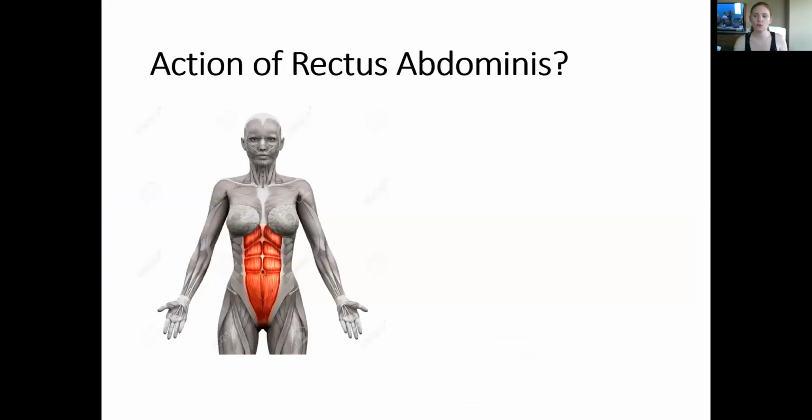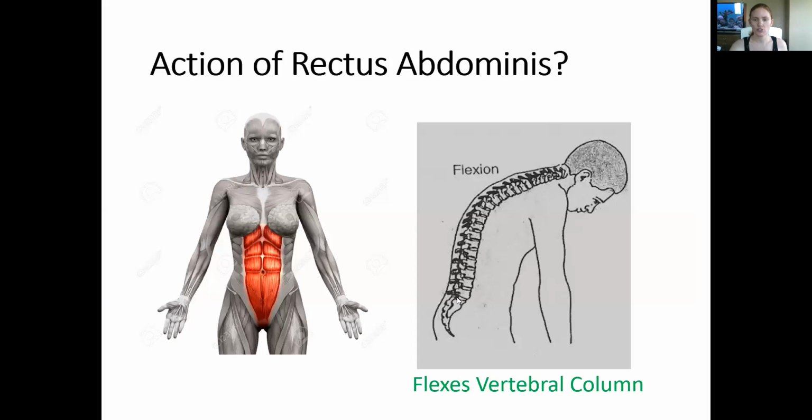So for example, the muscle that runs straight up and down your abdomen, this is called the rectus abdominis. Please note that there's an IS. Abdominis. The rectus abdominis, what it does is it flexes. So when it contracts, what action do you think it does? Right? So it's going to flex the vertebral column.